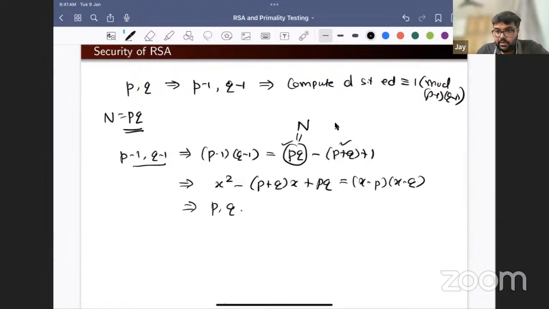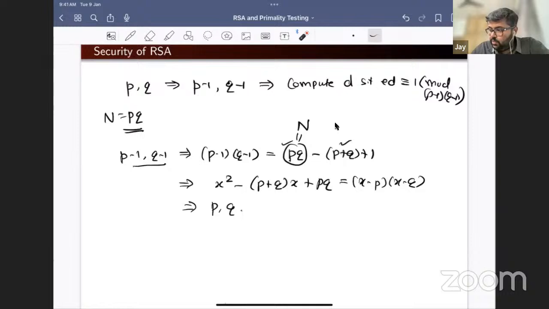So both are equivalent. Actually, Eve wanted to find D. To find D, you need P minus 1, Q minus 1. So one way is that you can factorize and find the primes. Then find P minus 1, Q minus 1, find the inverse, and then just like Bob, find the message.